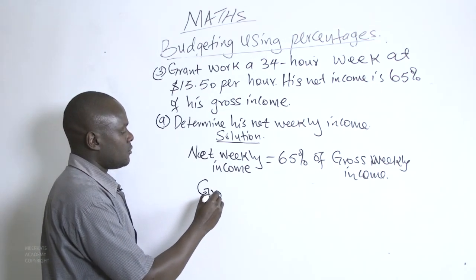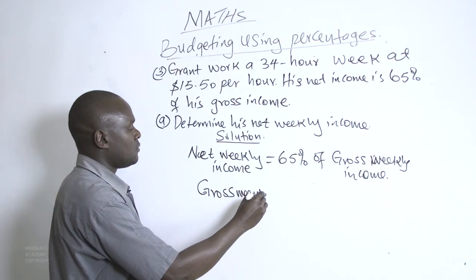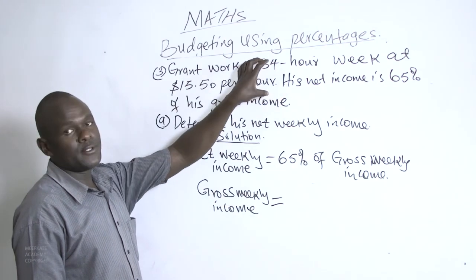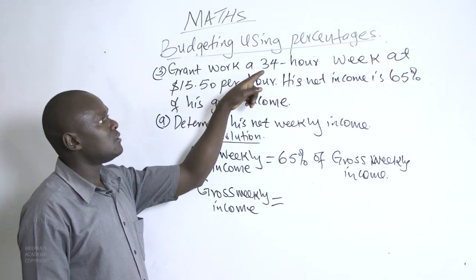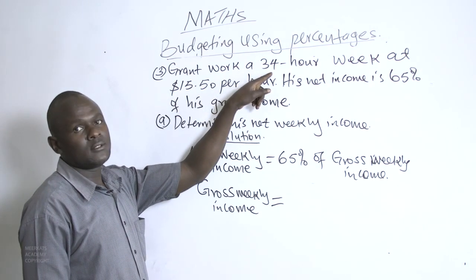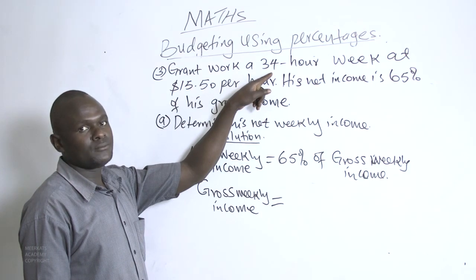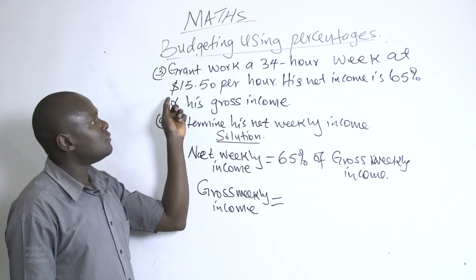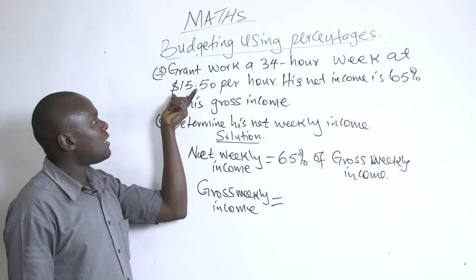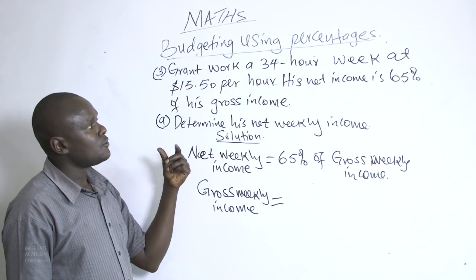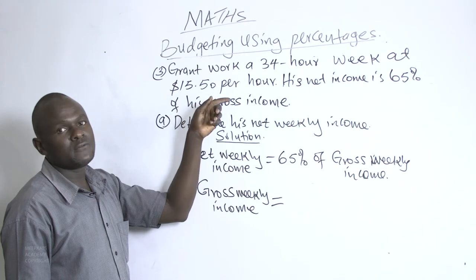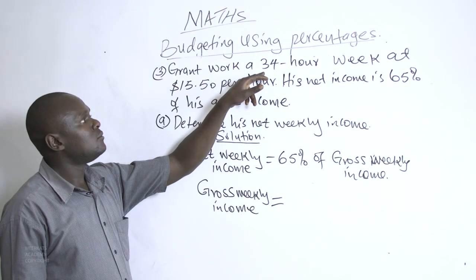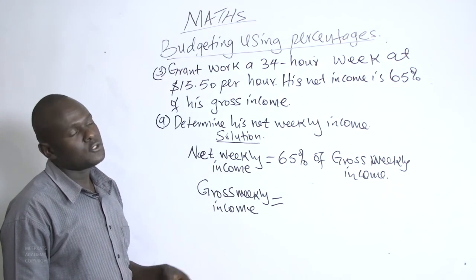And the gross weekly income will be calculated from the information we have here. That Grant works 34 hours in a week. This is under normal rates. The payment is made per hour and the rate per hour is $15.50 per hour. So if in 1 hour this person earns 15.50, how much will the person earn in a week that he has worked a total of 34 hours?